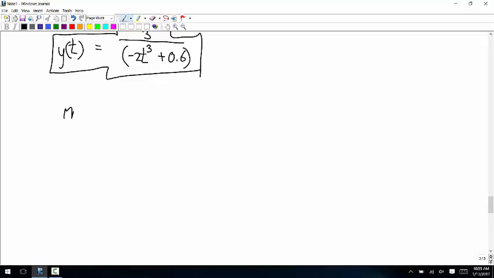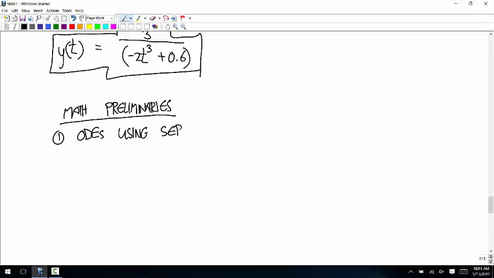So here's where we are with the mathematical preliminaries. The first one is solving ODEs using separation of variables. The second one is derivatives of vectors.